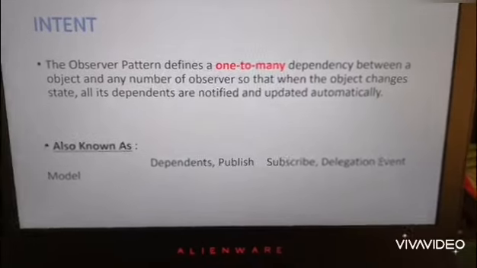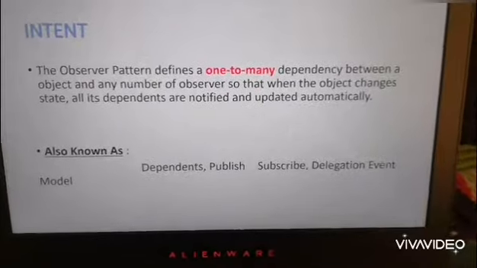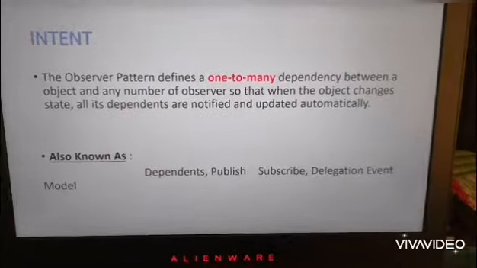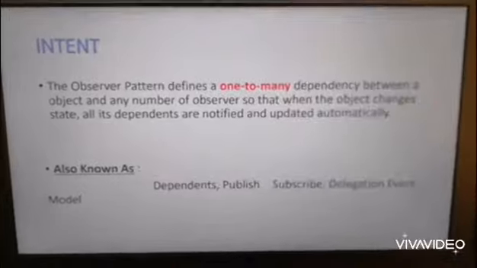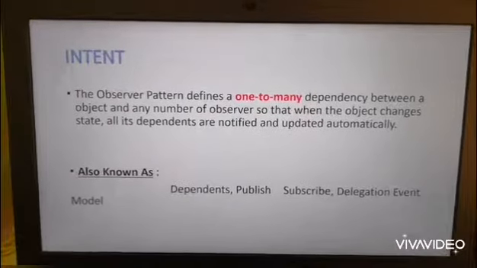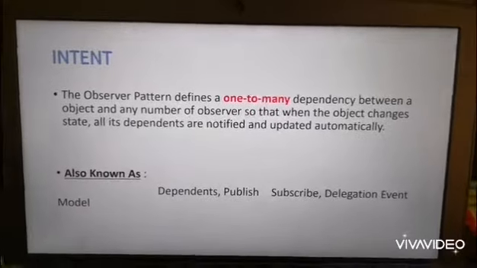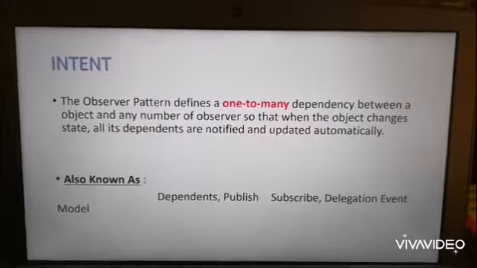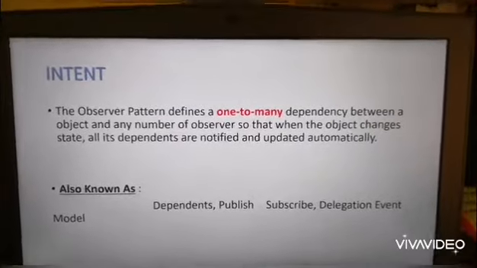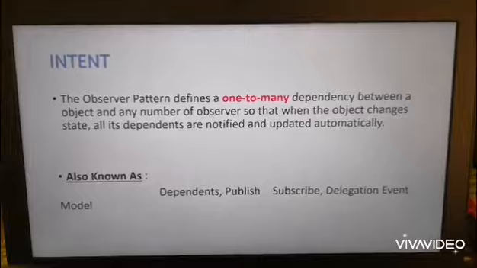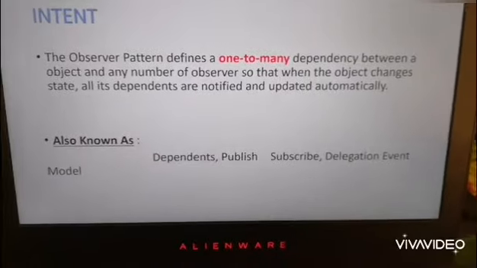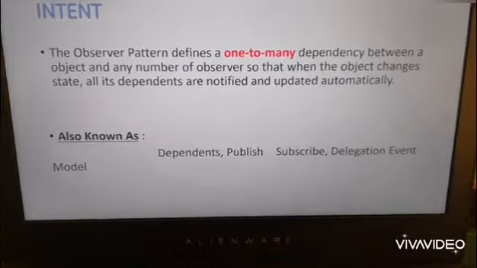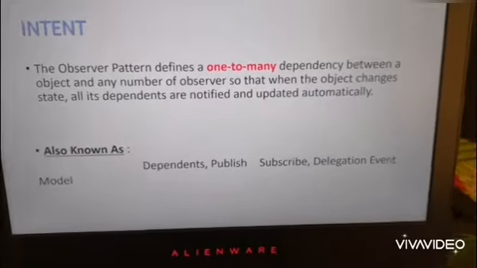Here, it means that the observer pattern is used when and only when a one-to-many ratio is present between the objects. So, in simple words, if one object is modified, its dependent objects are to be notified and updated automatically. The observer pattern is also known as dependents, publish-subscribe, or the delegation event model.